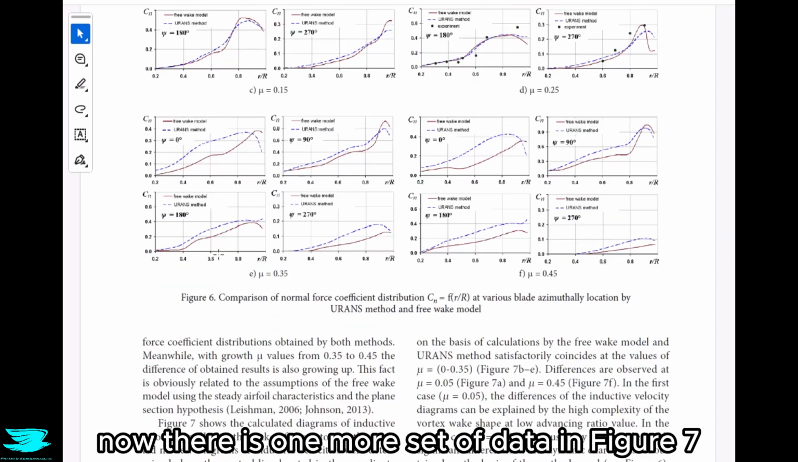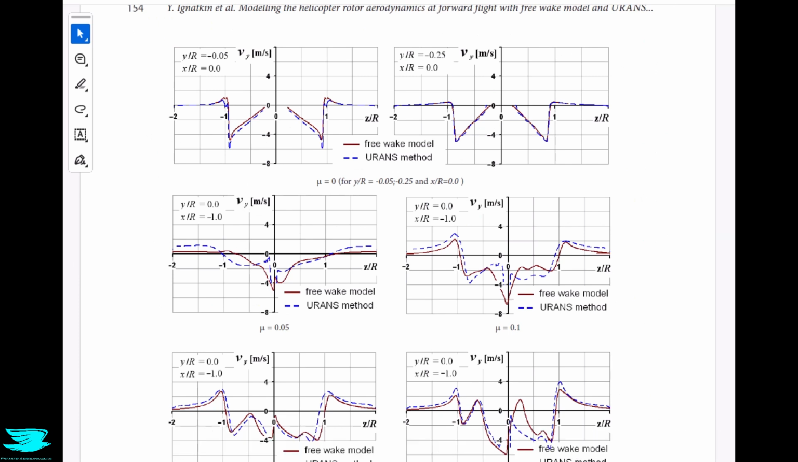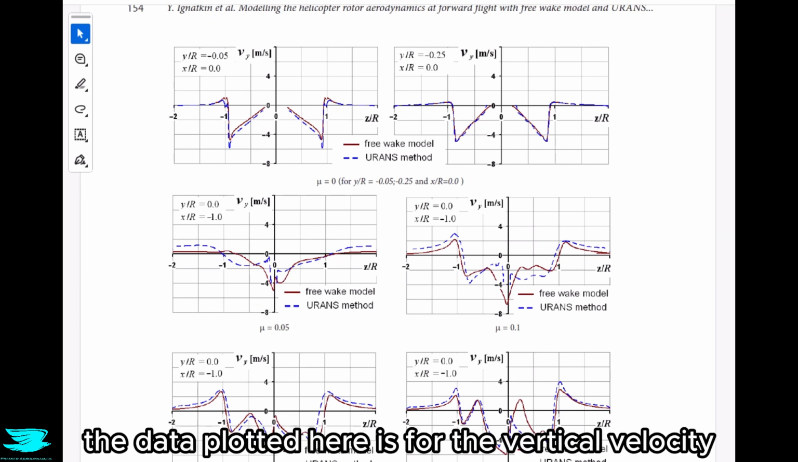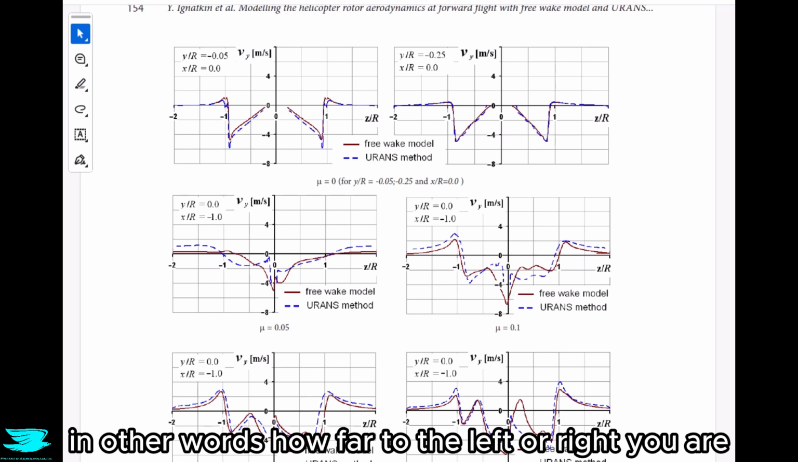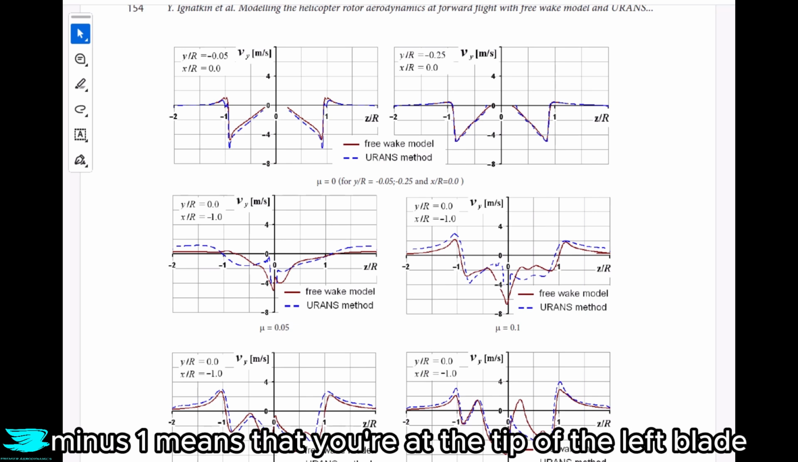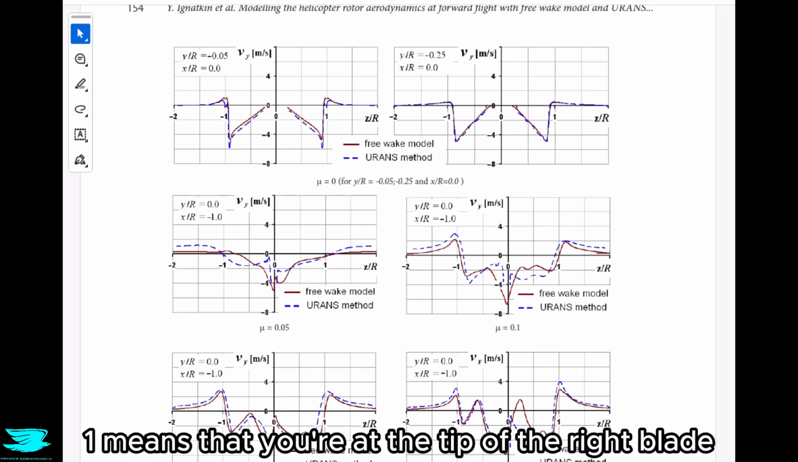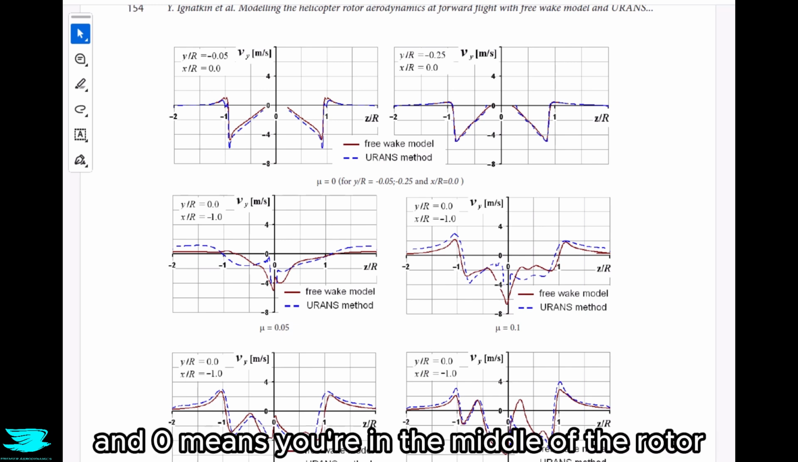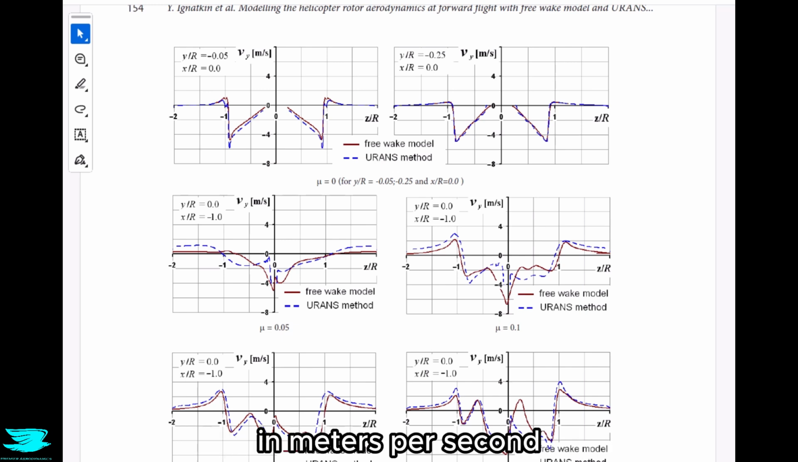Now there is one more set of data in figure 7, but it's a little confusing, so let's go through it and explain what they mean. So overall, the data plotted here is for the vertical velocity. The x-axis is the z on r location, in other words, how far to the left or right you are. -1 means that you're at the tip of the left blade, 1 means that you're at the tip of the right blade, and 0 means you're in the middle of the rotor. The y-axis is the vertical velocity in meters per second.